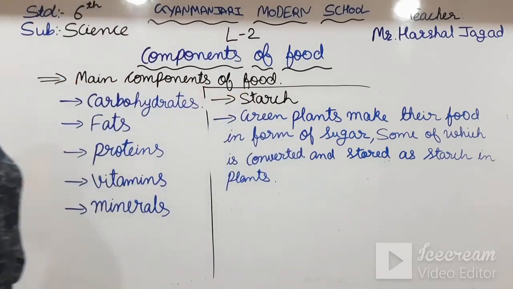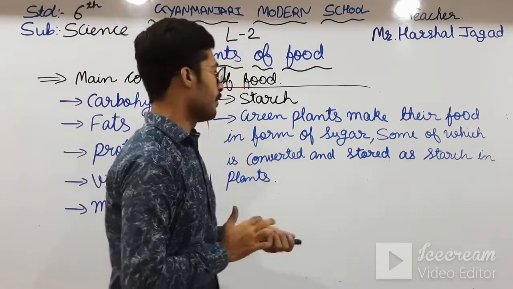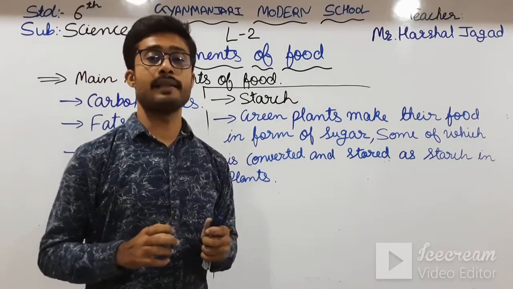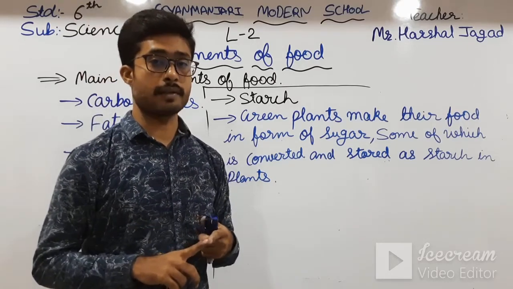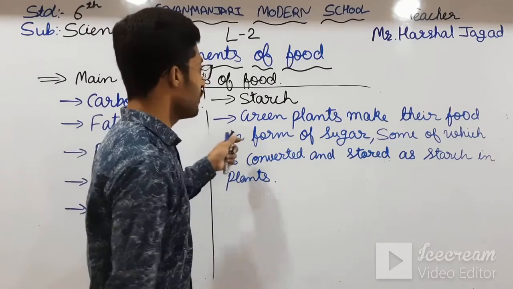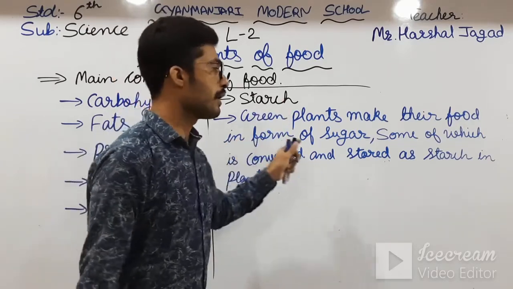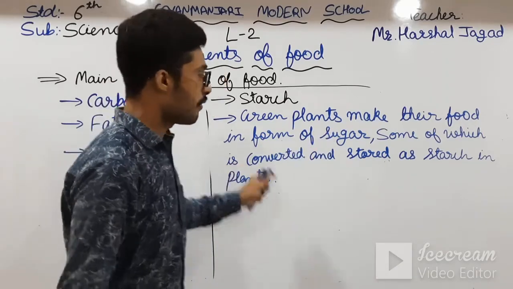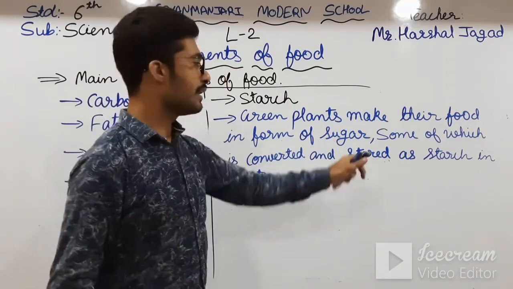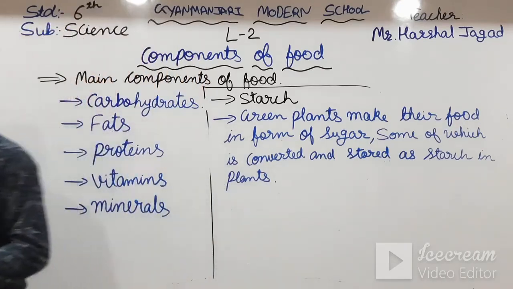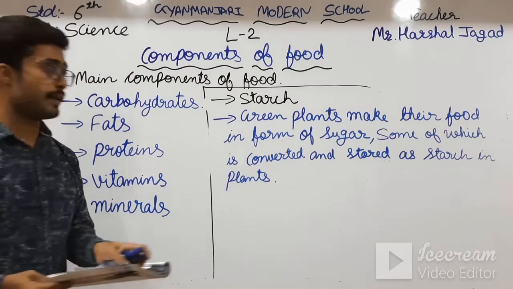So here we will see that green plants make their food in the form of sugar. Green plants make their food by the photosynthesis process, in which they produce sugar. They produce their food in the form of sugar, and some of which is converted and stored as starch in the plant. Okay, students. And next is the sources of starch.